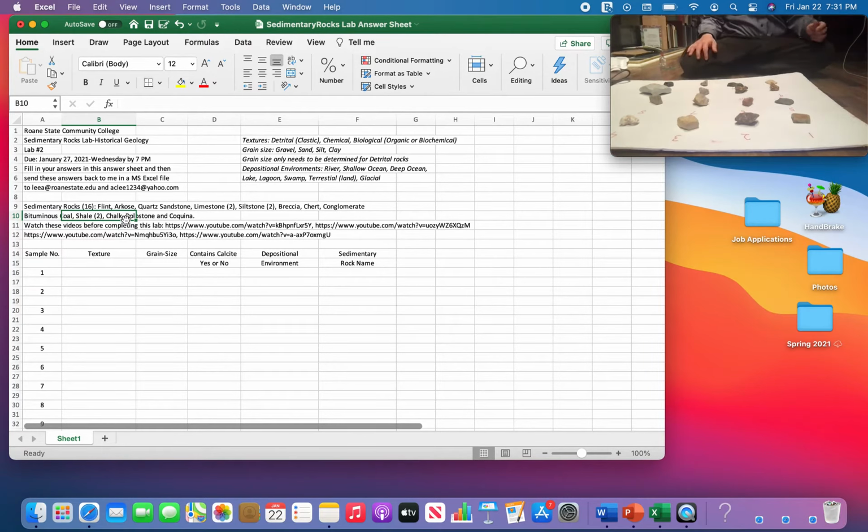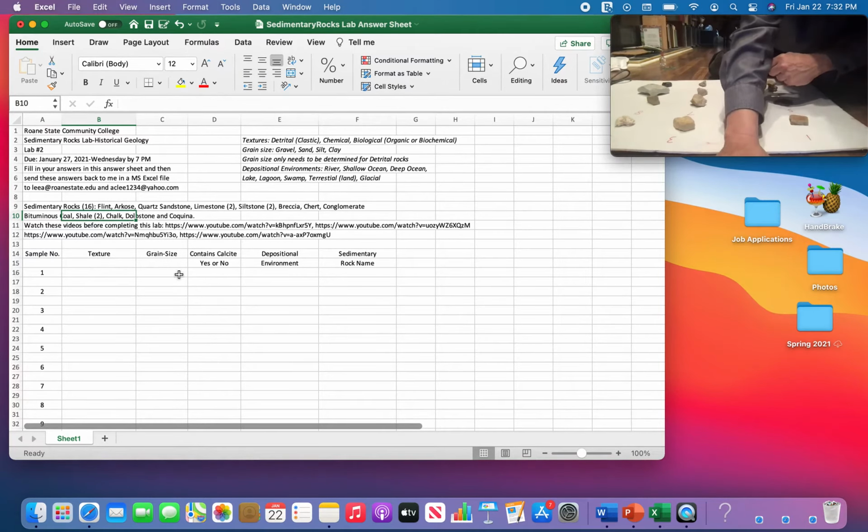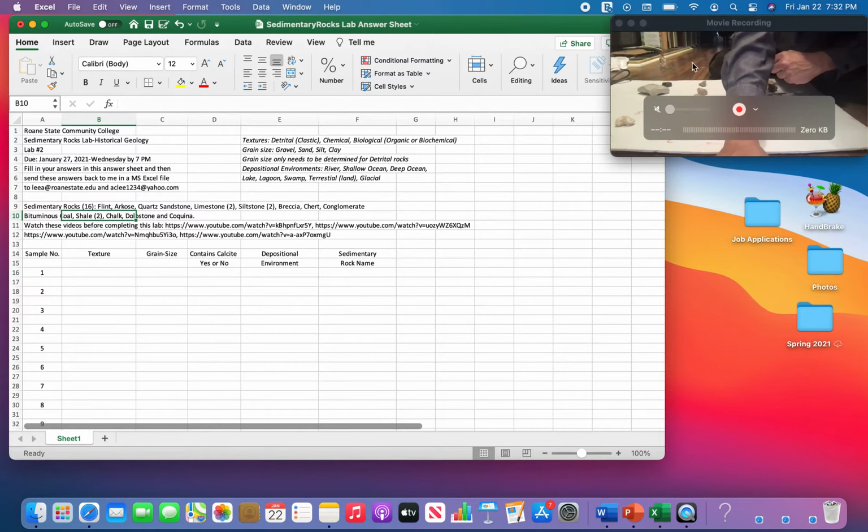Now I'm going to take these rocks out one at a time so you can get a nice close look at it. And I'm also going to give you one hint for each of these rocks. First one is sample number 1. So you want to fill out your chart for sample number 1 over here.